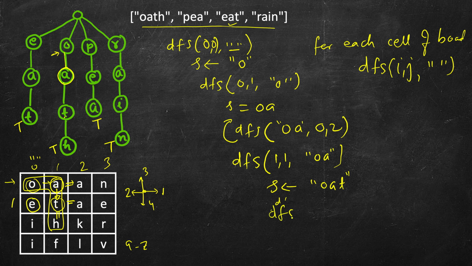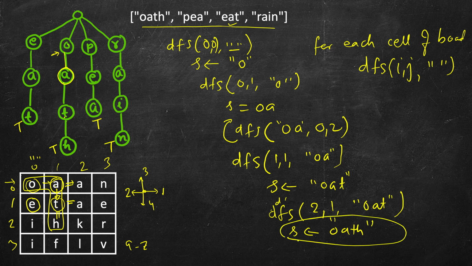So DFS, and this is 0, 1, 2, 3. DFS of 2, 1, OAT, so the current character is H. So we see if OATH is present or not. Yes, and this is also end of the word, so we append it to the result. Whenever we encounter end of the word, we keep track of a common result where we insert it, and we don't have to repeat it multiple times, since OAT, and if this is H, then we have OATH in two directions.